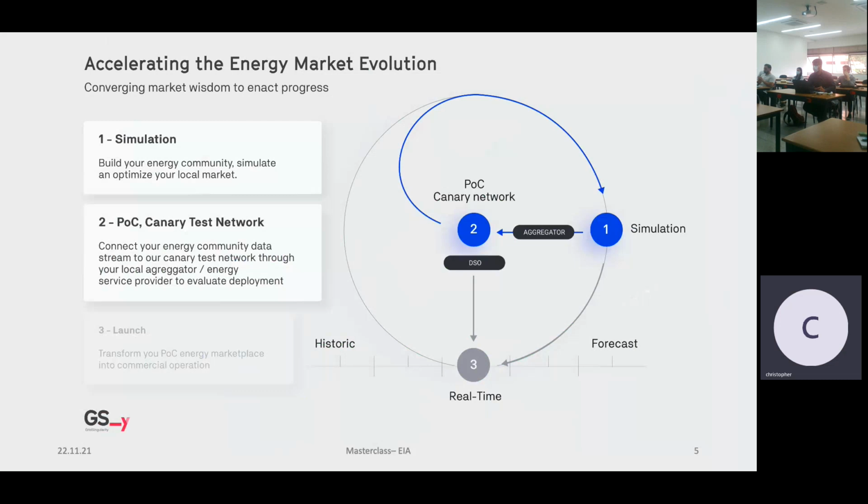And once we have a successful canary test network, we are satisfied by the stability of this canary test network, we can jump to a real launch of a deployed community into a real commercial operation. And so at the moment, we are building the technical requirements for this real deployment, and we expect to be done in the next year.